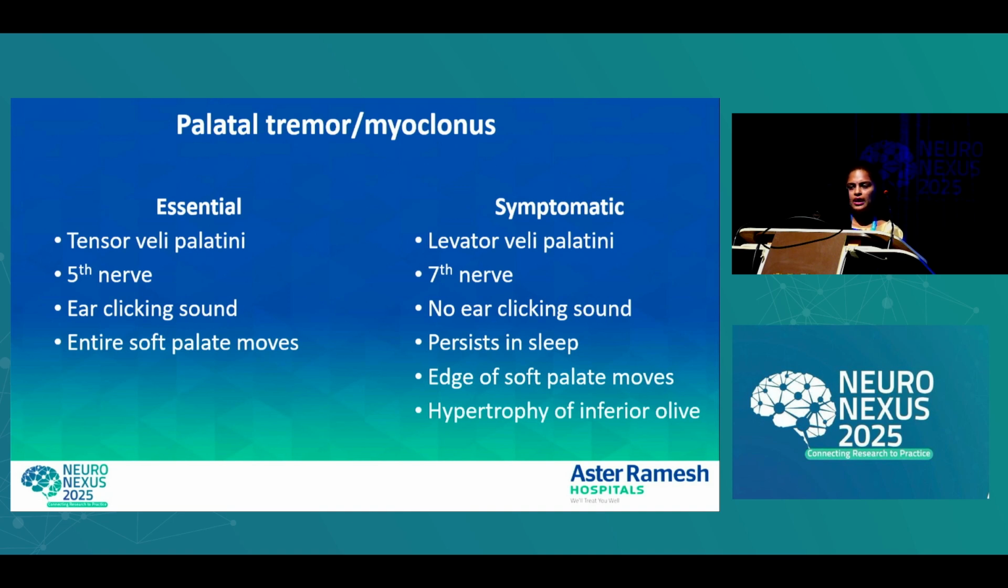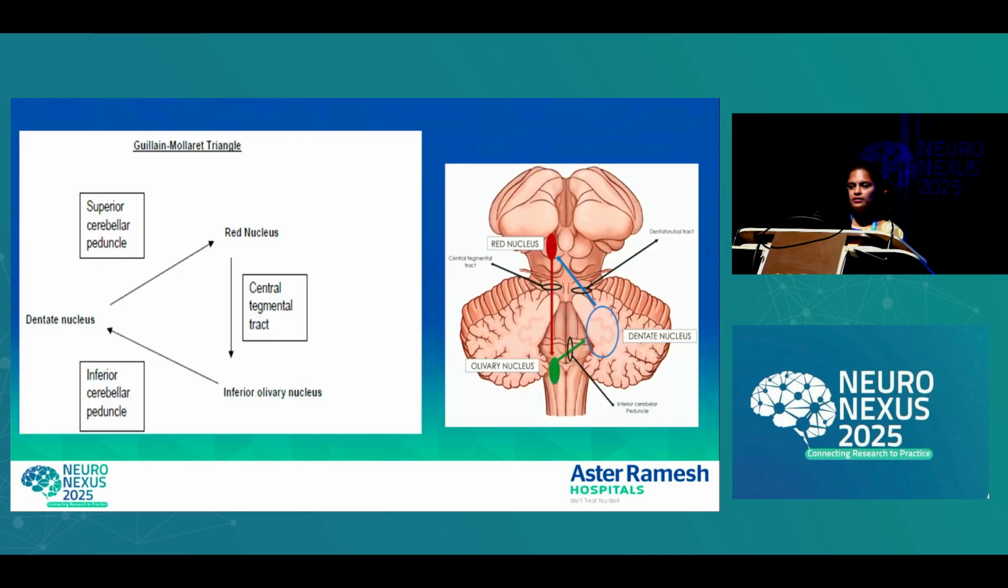Palatal tremor is of two types, essential and symptomatic. Essential tremor usually presents with ear clicking sound due to the contraction of the tensor veli palatini. Here the entire soft palate moves. And in symptomatic, it is due to the contraction of levator veli palatini. There is no ear clicking sound. Here the edge of the palate moves and hypertrophy of the inferior olive will be seen in symptomatic palatal myoclonus. It usually occurs due to a lesion in the Guillain-Mollaret triangle, which is formed by red nucleus and inferior olivary nucleus on one side with the contralateral dentate nucleus.